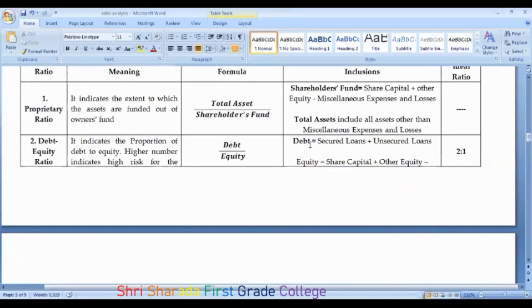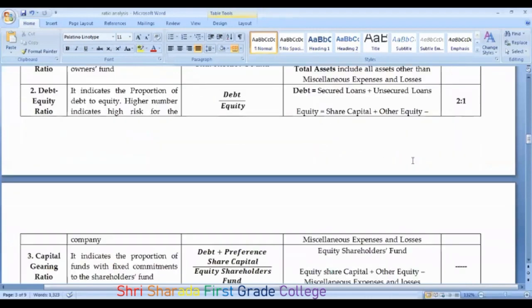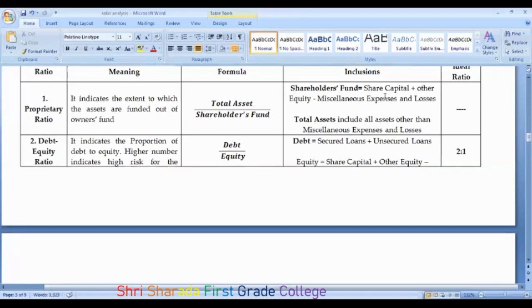So what does debt include? Debt includes the secured loans and the unsecured loans, which are all long-term. Equity includes the share capital plus other equity, which will be deducted with miscellaneous expenses and the losses, same as the shareholders fund. So for debt the ideal ratio is 2, and for equity the ideal ratio is 1.